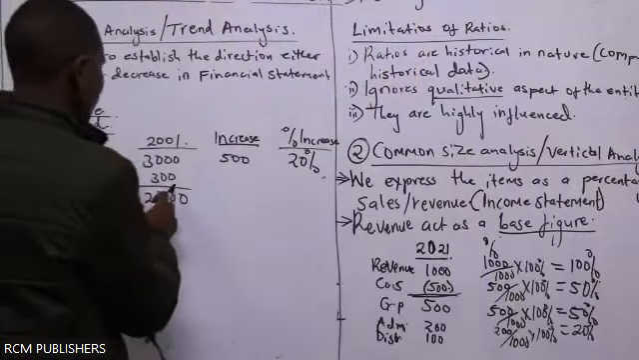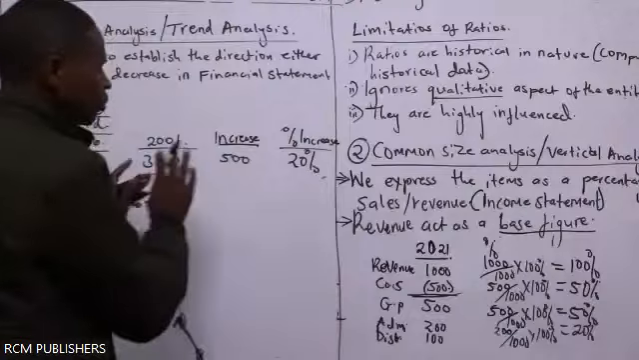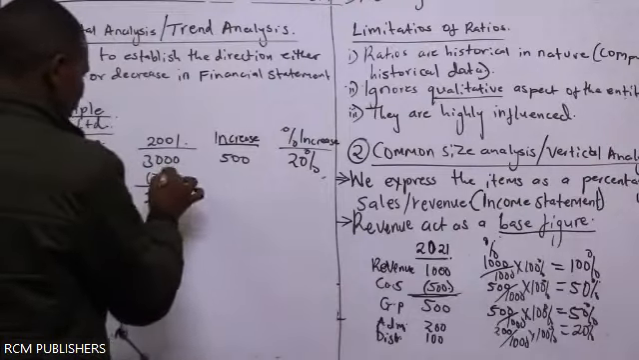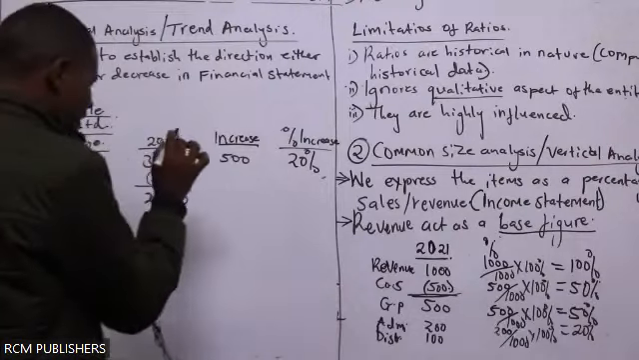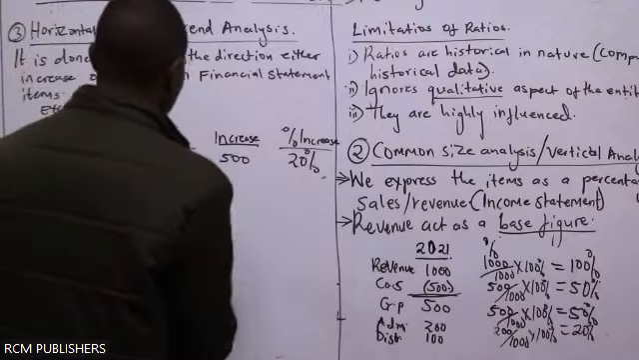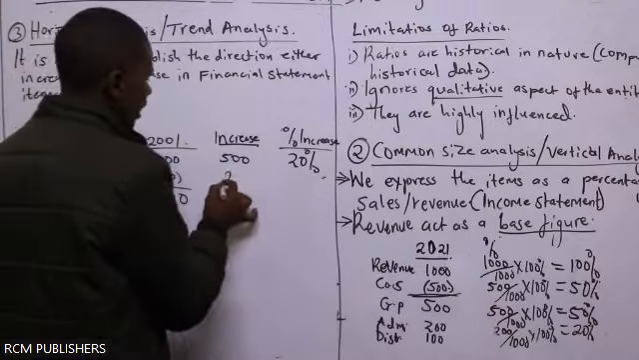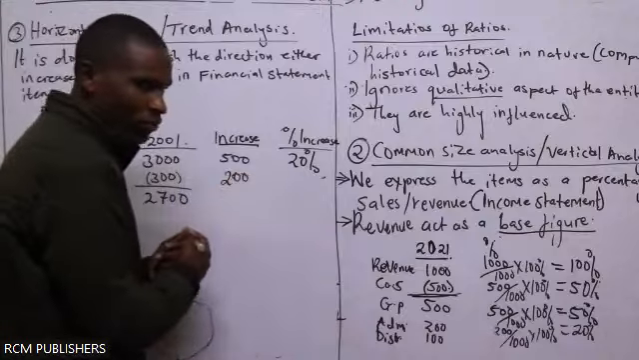500 minus 300. Irrespective, don't look at the negative, no. You look at the value. Here we are looking at the value, the item. What happened to the item? There was a decrease of 200.